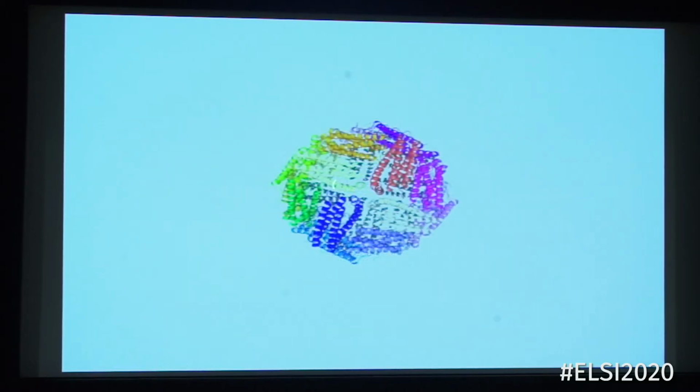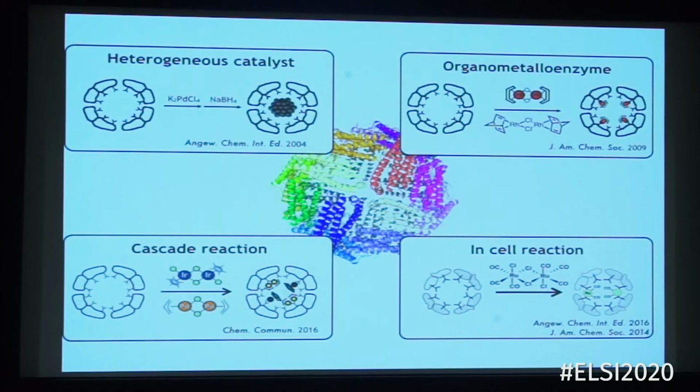This is very unique. The original function is iron storage. That's why we can easily concentrate and accumulate different types of metal complexes or metal sources within this protein cage instead of iron or iron oxide. This idea brings us to very interesting chemical functionalization.